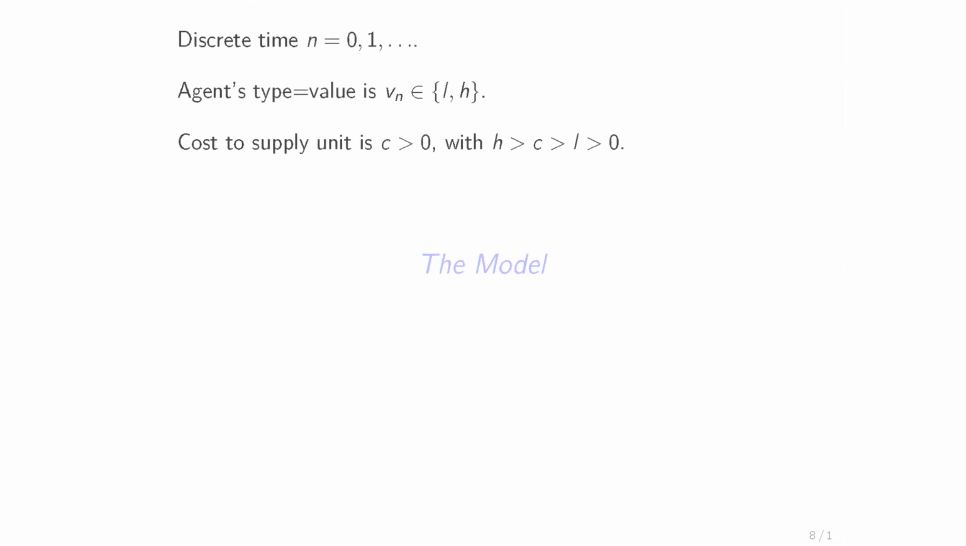Okay. So we look at the discrete time model, and we use n to denote the time period from 0 until infinity. And the agent's type, or the agent's value in each period, is denoted Vn. It can be either low or high. The cost to supply this unit is given by C, and this is a positive number. And we look at the only non-trivial case, in which the high value is higher than the cost, and the cost is higher than the low value. And the low value is higher than 0.